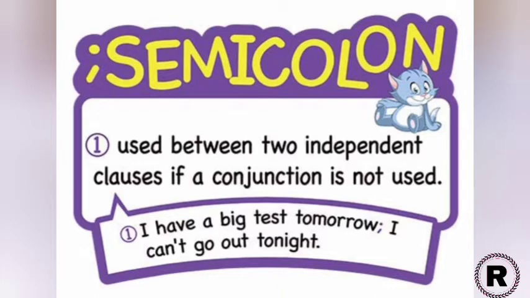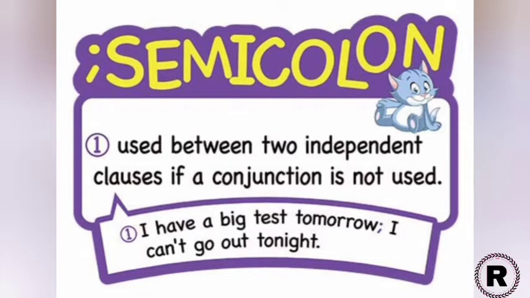To make this point clearer, let's remind ourselves about the independent clause. An independent clause is that clause which has a complete meaning of itself, which can play the role of a sentence by itself. And when two independent clauses are used in a sentence and we have no need to use a conjunction, instead of a conjunction we use a semicolon. For example, I have a big test tomorrow; I can't go out tonight.